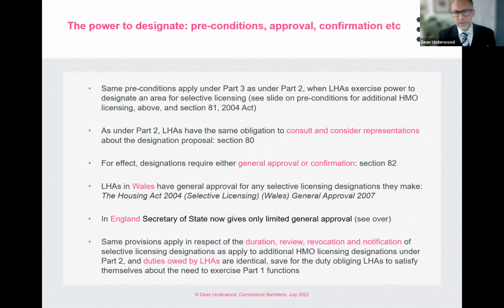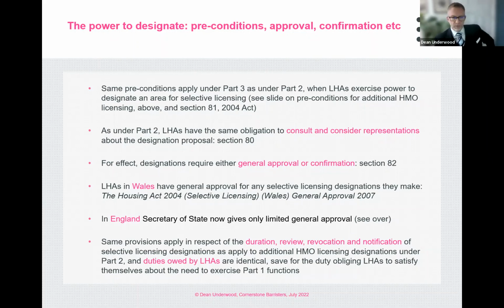So when it comes to the additional preconditions and matters such as approval and confirmation, essentially the same provisions will generally apply for selective licensing as apply in respect of additional licensing. So as you'll see from the first point on the slide, the same preconditions apply under Part 3 as under Part 2 when local housing authorities exercise their power to designate an area subject to selective licensing. And indeed, as under Part 2, local housing authorities have the same obligations to consult and consider representations about the designation proposal, and I, as indicated, will come back to that shortly.